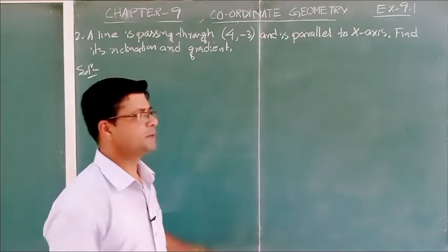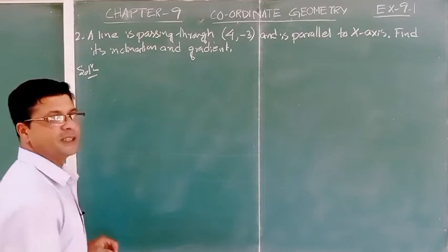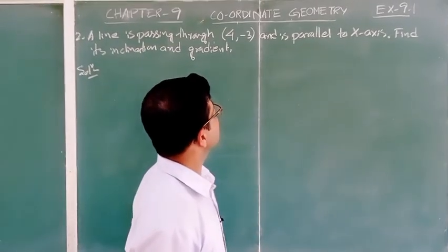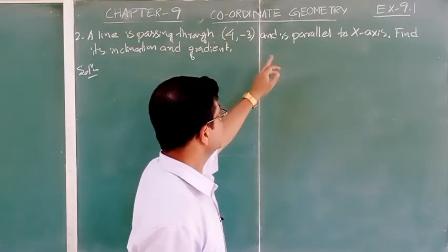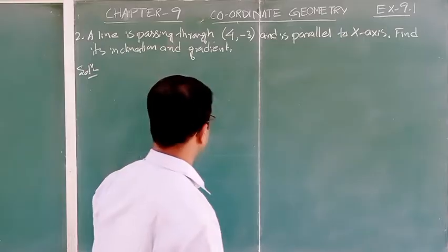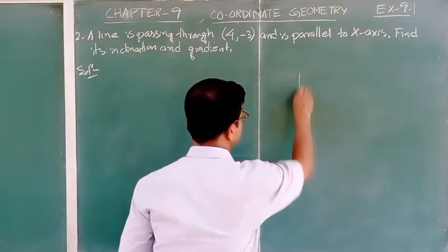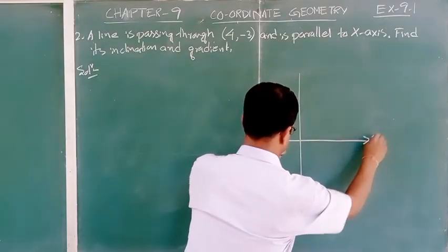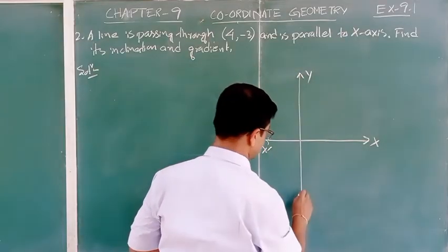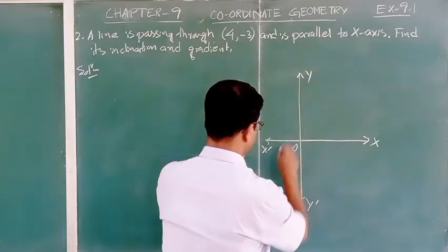Alright, my beloved students, now we have taken question number 2. Let us read the question. A line is passing through (4, minus 3), the coordinates are 4 and minus 3, and is parallel to the x-axis. Find its inclination and gradient. Okay, before starting this, let us try to understand one concept. This is the x-axis, alright, and this is the y-axis. Okay, this is the origin.